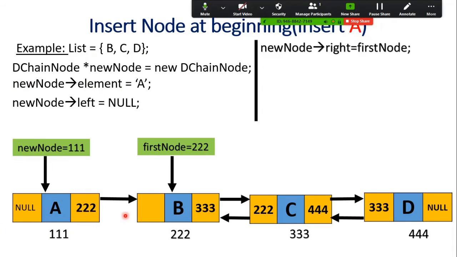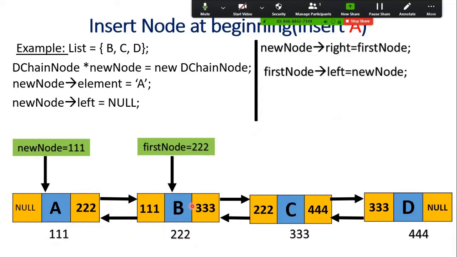How to establish the link? New node of right field is equal to first node. What is the first node address? 222. That is how the forward link is established. How to establish the reverse link? First node of left field should be equal to new node. That's how the link is established.